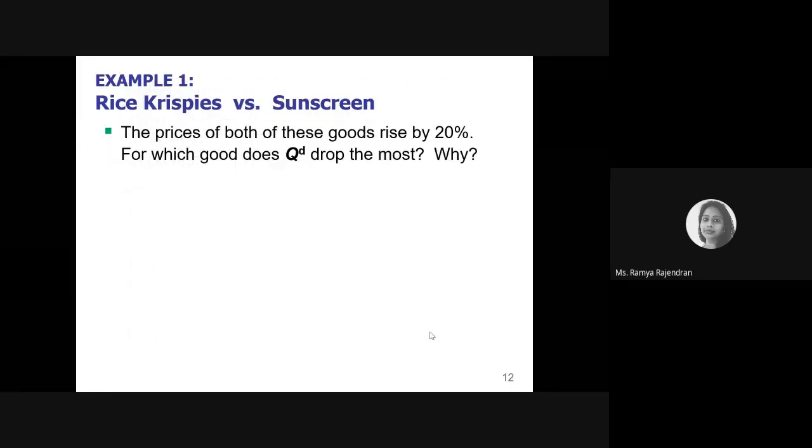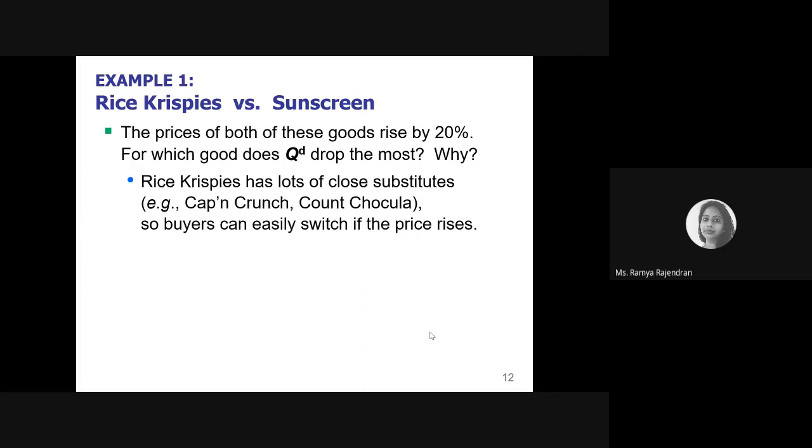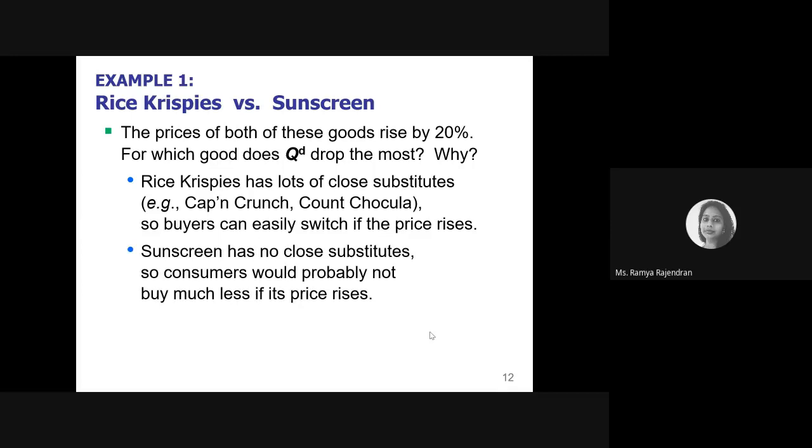First example is Rice Krispies with sunscreen. If both of these goods' prices rise by 20%, which product's quantity will drop? When you say Rice Krispies, it has a lot of substitutes, whereas sunscreen, just imagine I'm not talking about the different brands but sunscreen in general, is actually an essential commodity, right? It doesn't have a close substitute. So even if the price for sunscreen increases, people will never stop buying it.